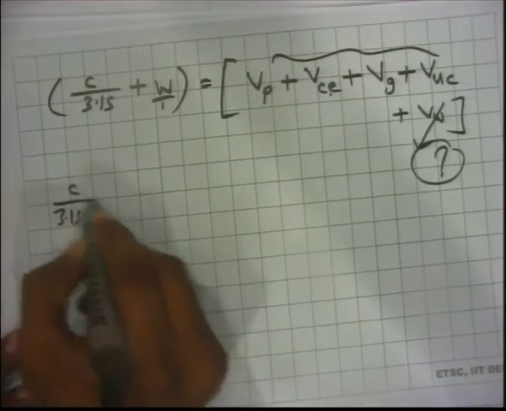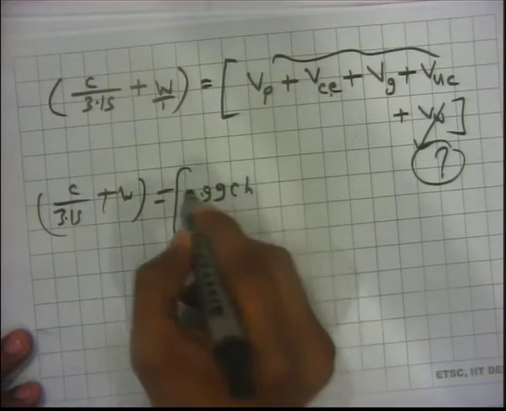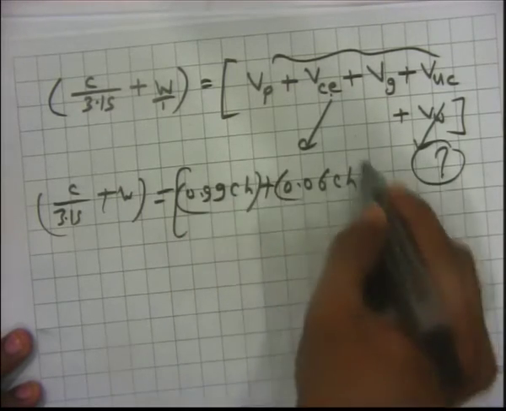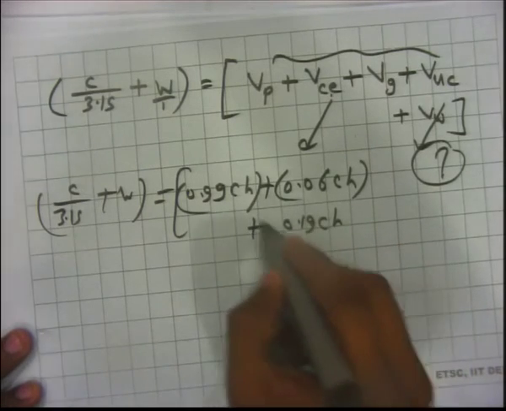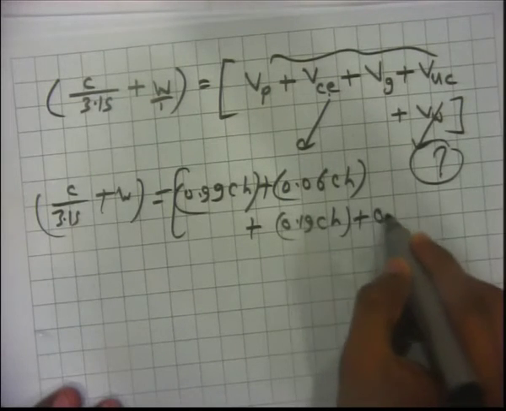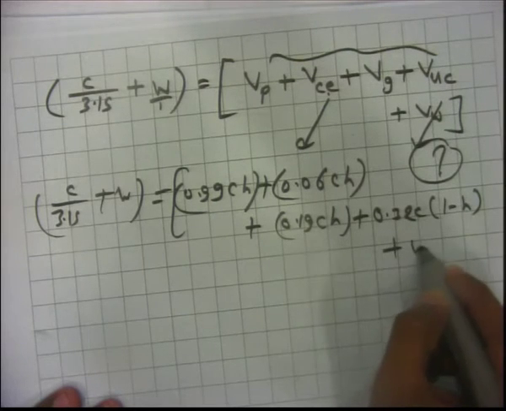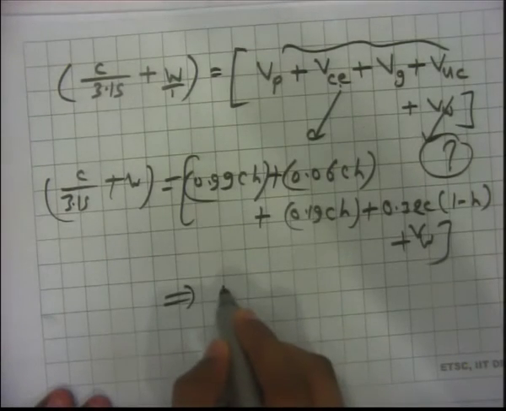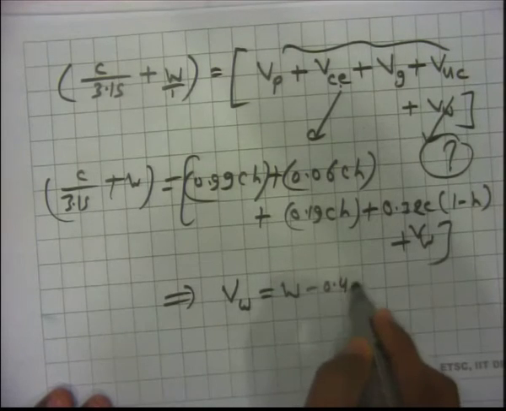C over 3.15 plus W equals 0.49 CH, plus 0.06 CH, plus Vg which came out to be 0.19 CH, then the unhydrated cement, which will come out to be C times 1 minus H, and the remaining is V of W, the capillary water volume. From here we can calculate the volume of capillary water, which will come out to be W minus 0.42 CH.